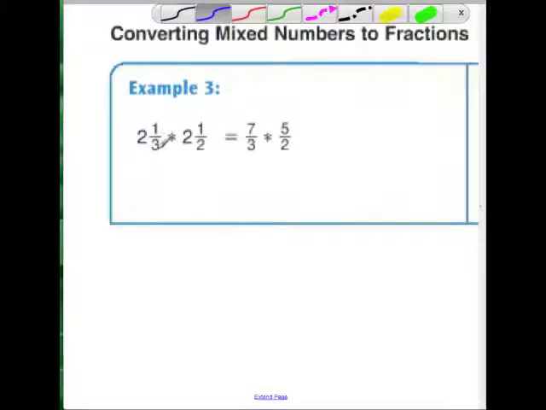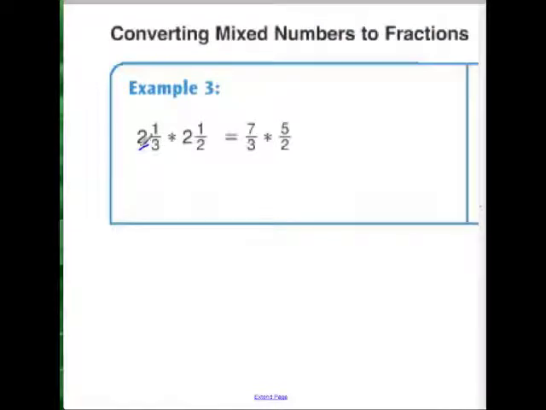So to do that, we take 3 times 2, which is 6, plus 1, which is 7, and then we put it over 3, as I did here for us, 7 over 3. And then for 2 1/2, we take 2 times 2, which is 4, plus 1 is 5, so it gives us 5 over 2. Now, to answer this, we just multiply straight across. 7 times 5 is 35. And 3 times 2 is 6.